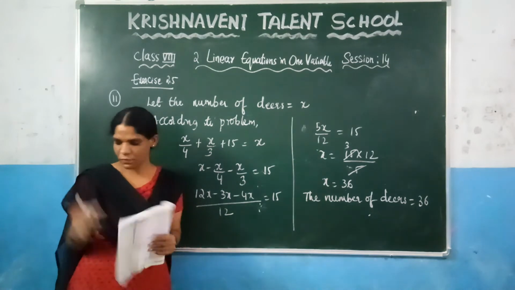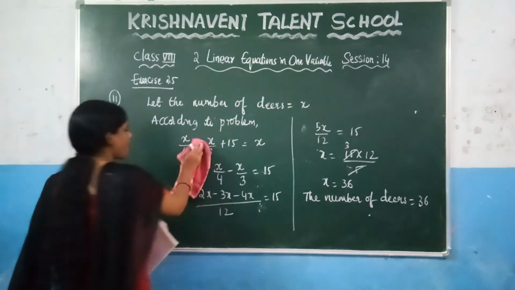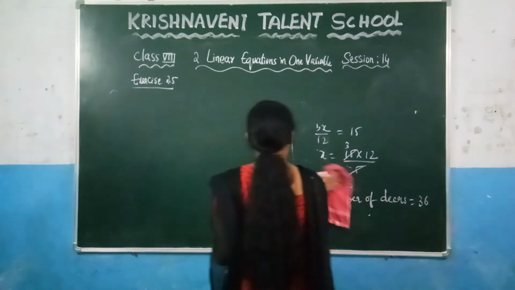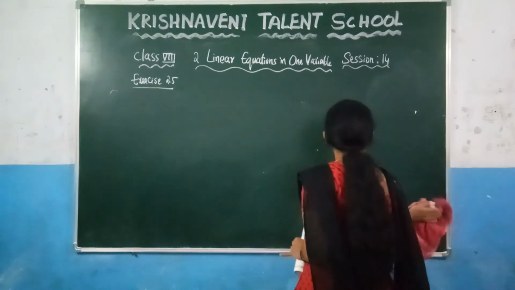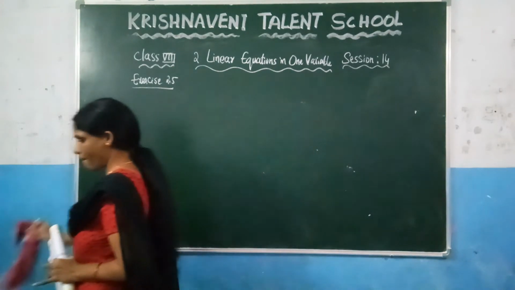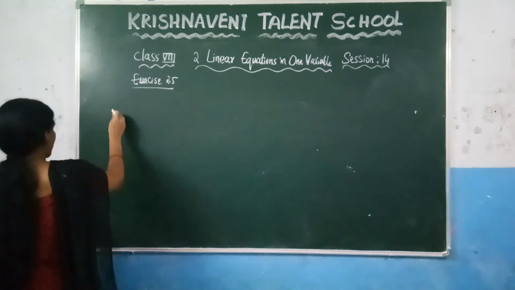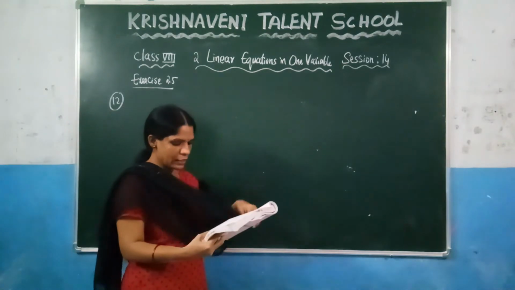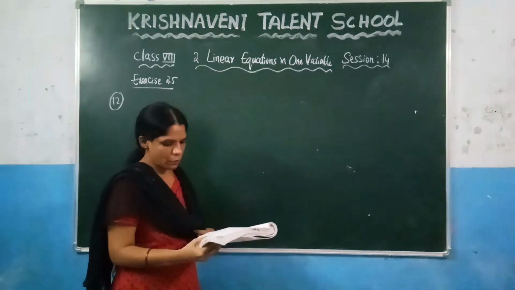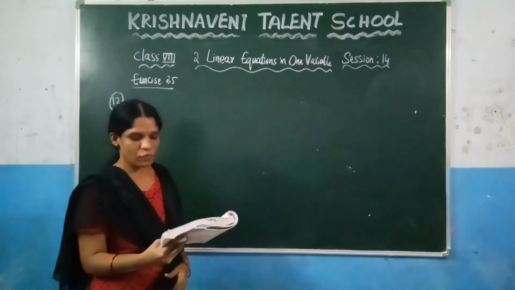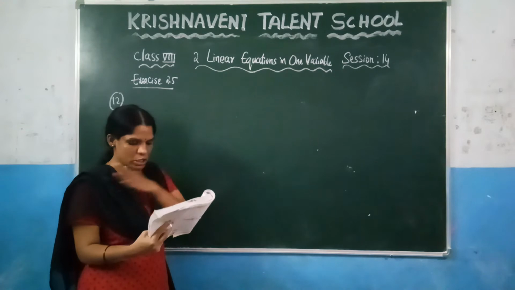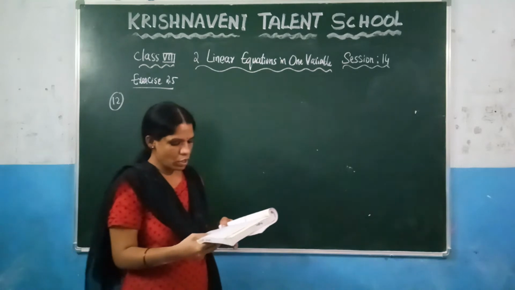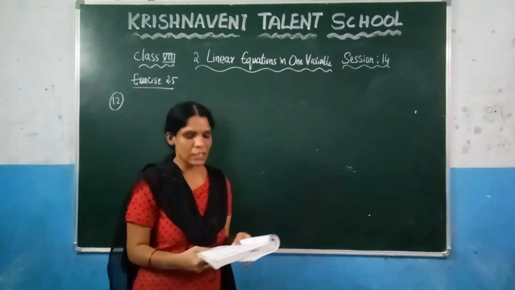Now see the 12th question. What is the 12th question given here? By selling a radio for 903 rupees, a shopkeeper gains 5%. Find the cost price of the radio. Here you need to find the cost price of the radio. They have given the selling price and the gain, and you already know how to calculate the cost price if you are given the selling price and the gain.